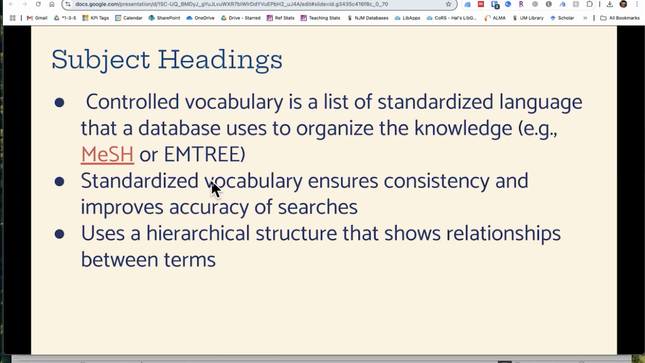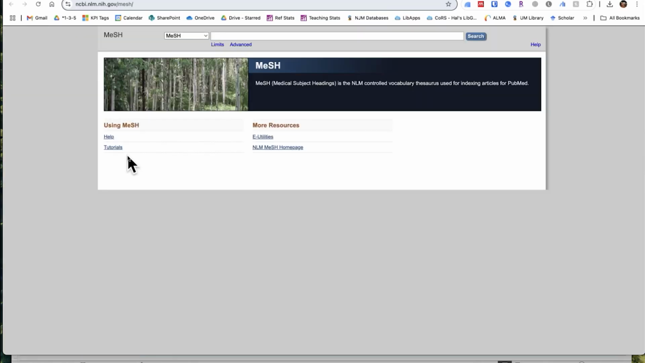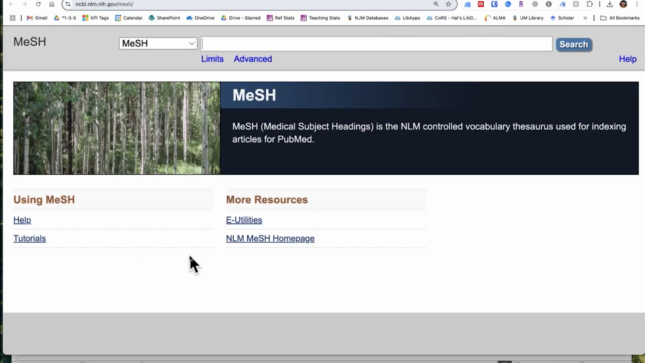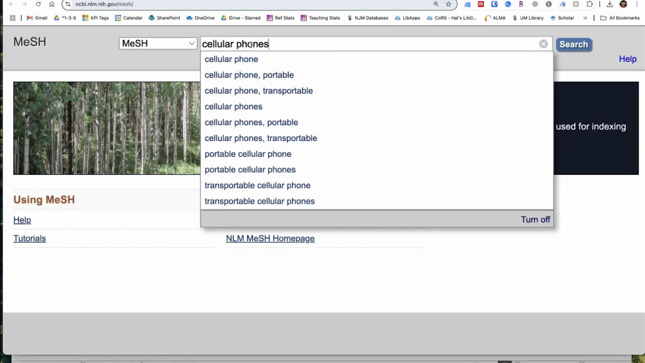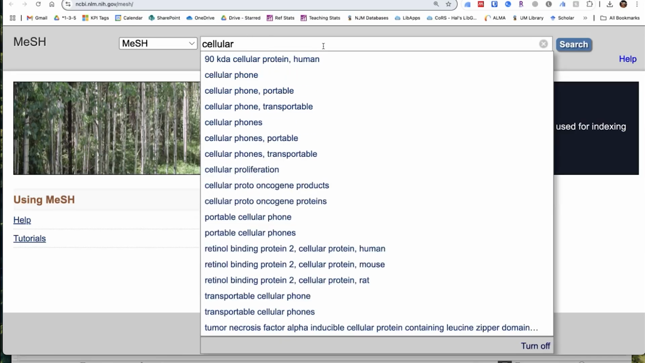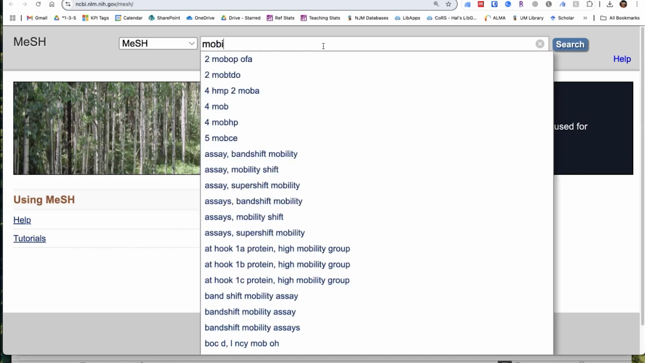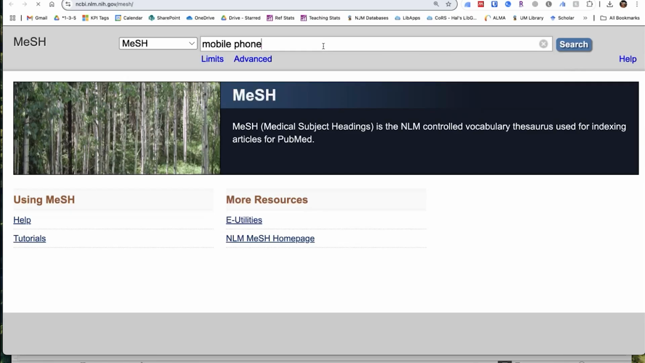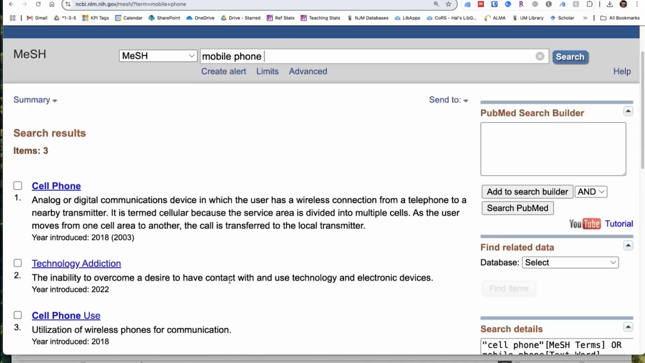The most commonly known one is medical subject headings, or MeSH, which are created by PubMed. And you can see, let me just put in the one I like to use the most, cellular phones. Say you were looking at cell phones, how distracting are they in high schools, for example? So let me actually put it in. Let me put in mobile phone. In this MeSH database, you put in the concept that you're interested in, and it will tell you what the MeSH term is.